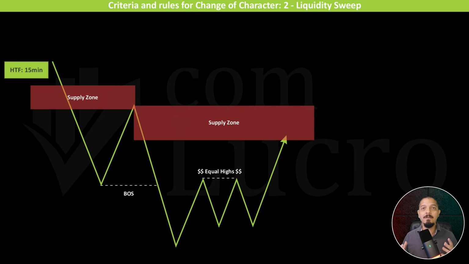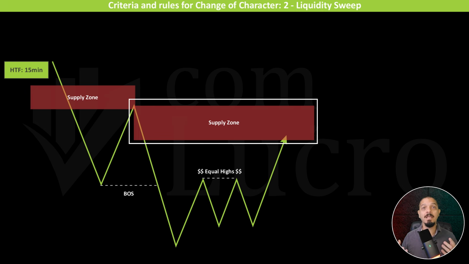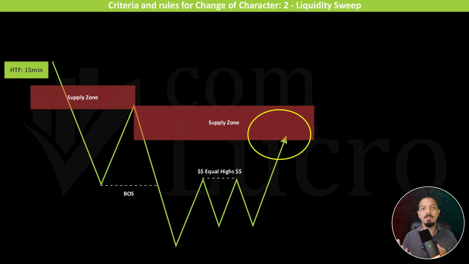Now picture this. We're looking at a higher time frame, say the 15-minute chart. Price is clearly in a downtrend, and you can see it breaking structure to the downside again and again, forming those BOS, breaks of structure. After tapping into the previous supply zone, the price reversed and created an unmitigated supply zone, awaiting mitigation. Now the price is pushing to the upside.